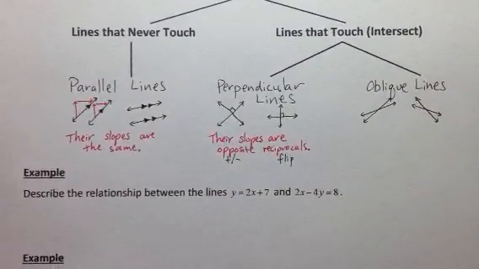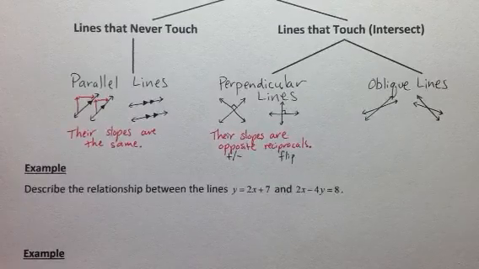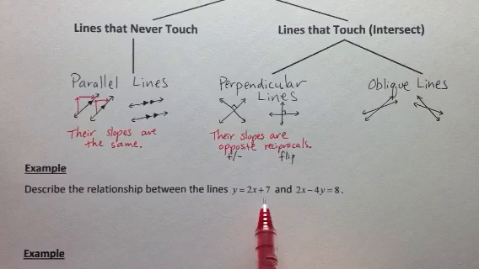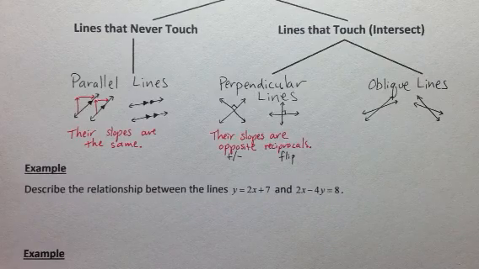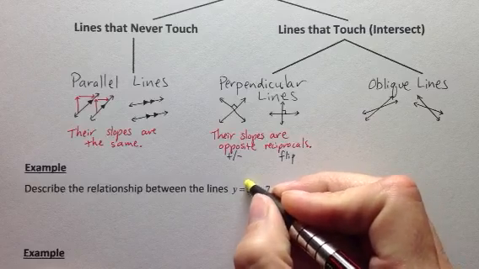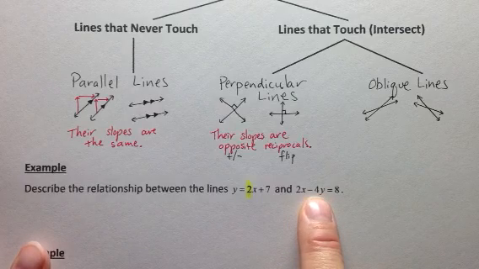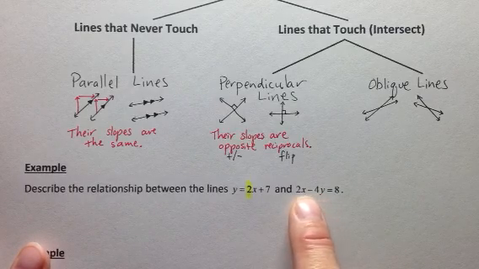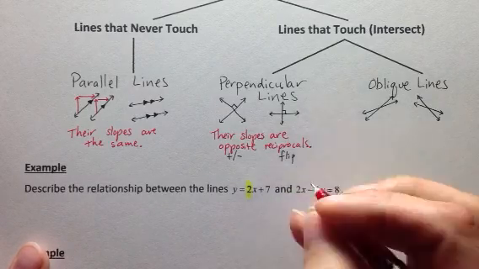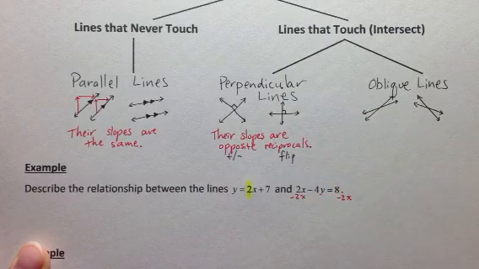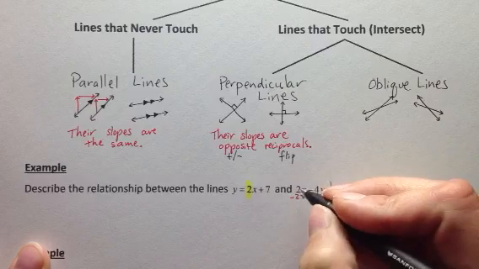One thing we could be asked to do is determine the relationship between lines if we're given their equations. So describe the relationship between lines. To do that, again, I want to know what their slope is. Well, in the first line, this is in slope-intercept form, so I can easily see that my slope is 2. The second line, however, is not in slope-intercept form. So I'm going to have to solve for y here. So I'm going to subtract 2x from the left and right side.